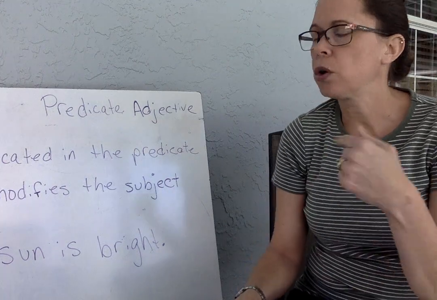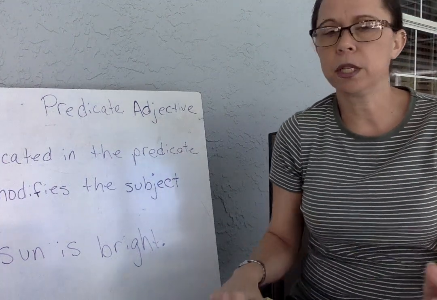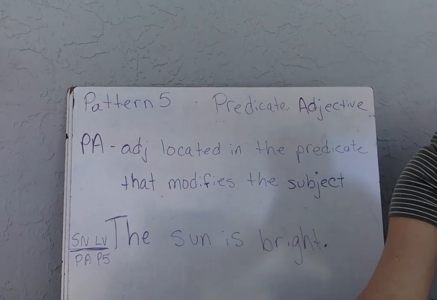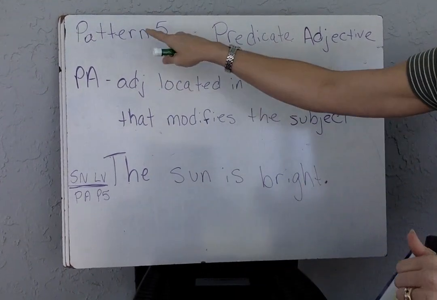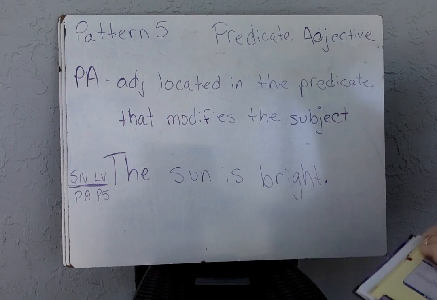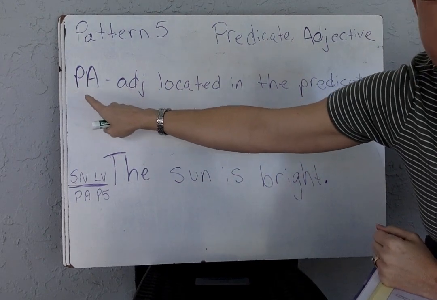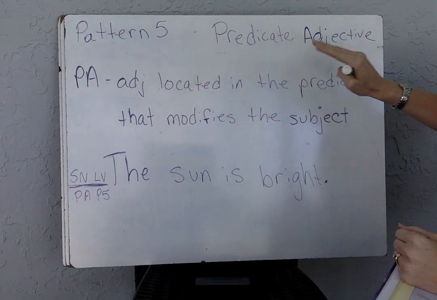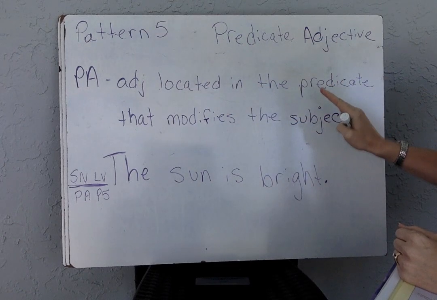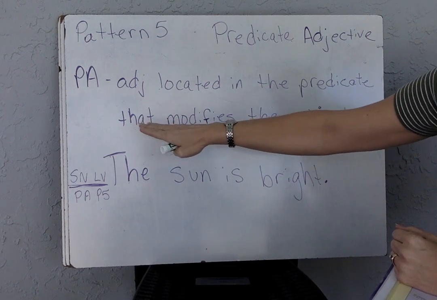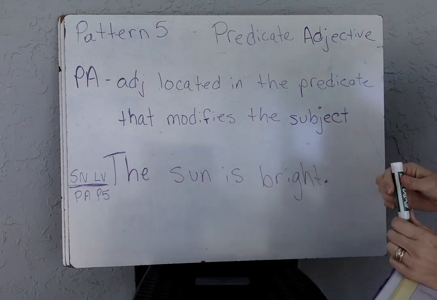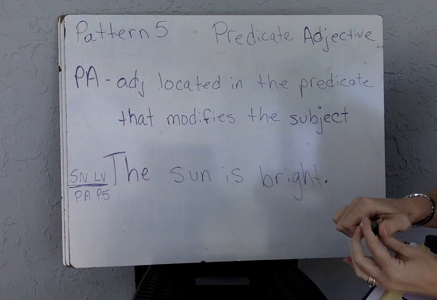Okay? So I'm going to take the camera off me and put it onto my board over here, and we're going to do some practicing. Okay? Pattern 5, the predicate adjective pattern. Our label is capital P, capital A. The adjective that we're concerned with is located in the predicate of the sentence. It's after the linking verb, but it's going to modify the subject. So I'm giving you an example right here. Here's my sentence. The sun is bright.